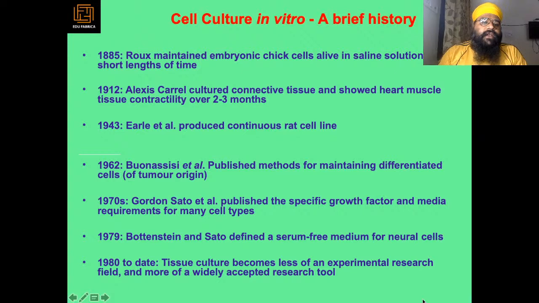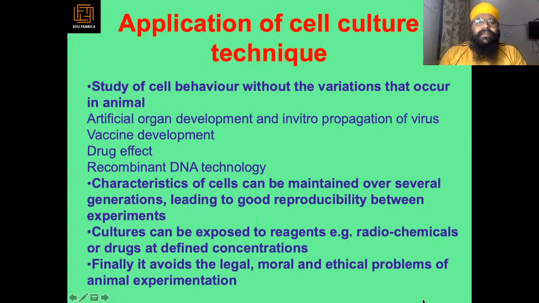In 1970, Gordon Sato published specific growth factor and media requirements for many cell types. In 1979, both Stein and Sato defined a serum-free media for neural cells. And from 1980 till now, tissue culture has become less of an experimental research field and more of a widely accepted research tool.